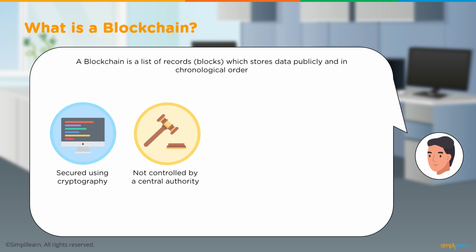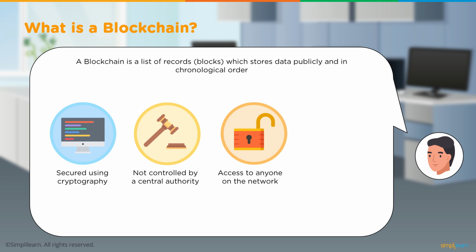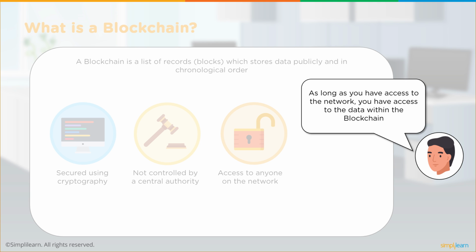Information on a blockchain network is not controlled by a centralized authority. So unlike modern financial institutions, nobody controls the data within a blockchain. The data is maintained by the participants of the network and they are the democratic authority to approve any transaction which can happen on a blockchain network. Access is open to anyone on the network. A typical blockchain network is a public blockchain. As long as you have access to the network, you have access to the data within the blockchain.